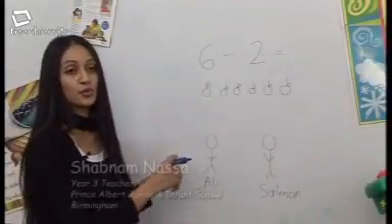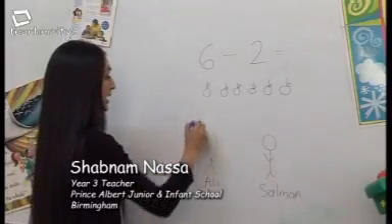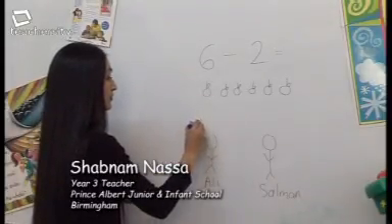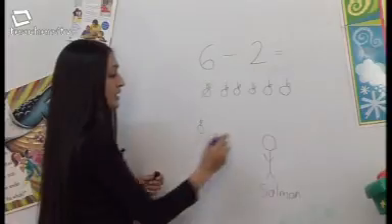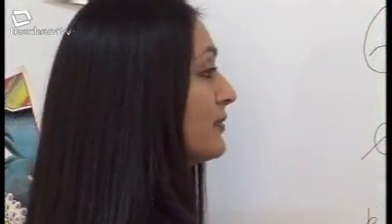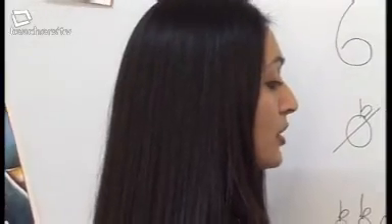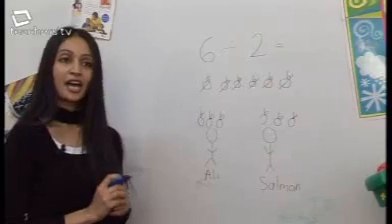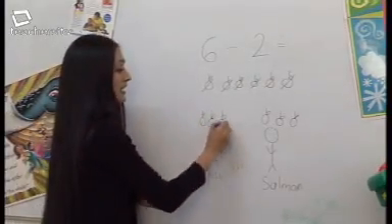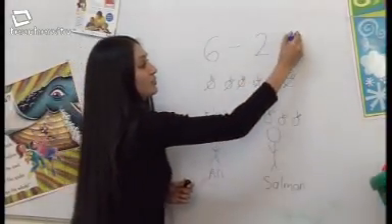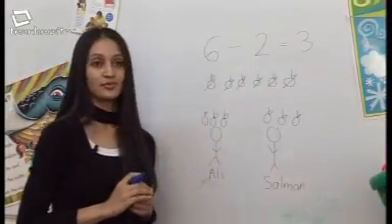I would share the apples between each boy. So Ali would get 1 apple. So we've done that apple. Salman would get another apple. I'll give another apple to Ali. And the last apple will go to Salman. How many apples does Ali have? And the answer would be 3.